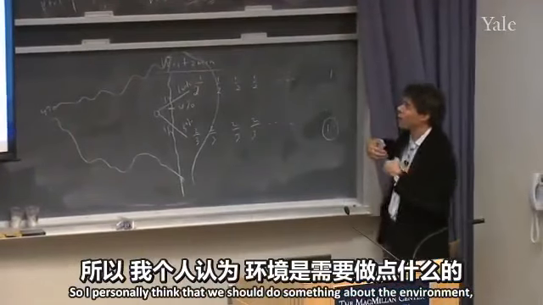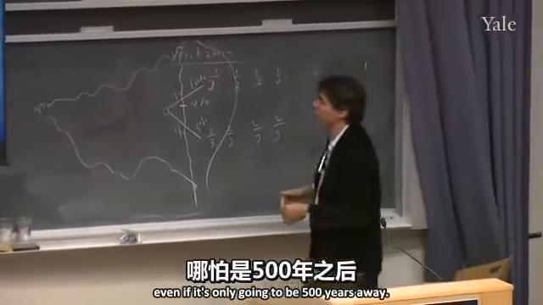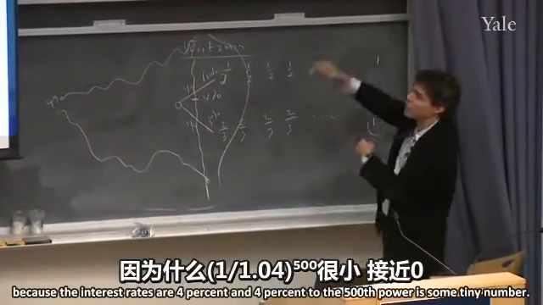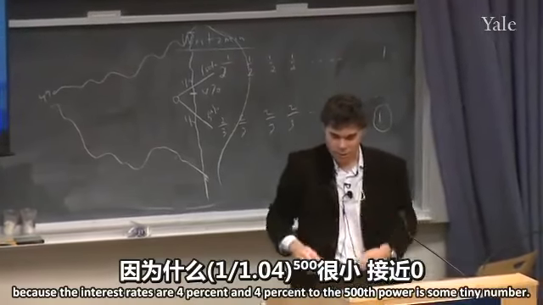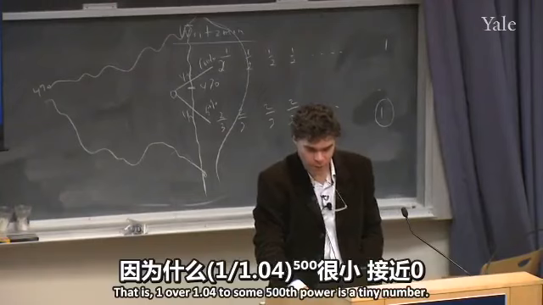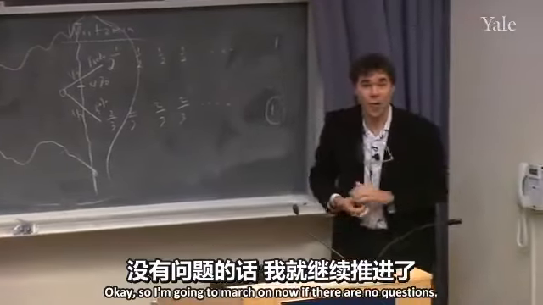So I personally think that we should do something about the environment, even if it's only going to be 500 years away. I don't think we should just discount it to 0 because the interest rates are 4%, and 4% to the 500th power is some tiny number. That is, 1 over 1.04 to the 500th power is a tiny number. Okay, so I'm going to march on now, if there are no questions.